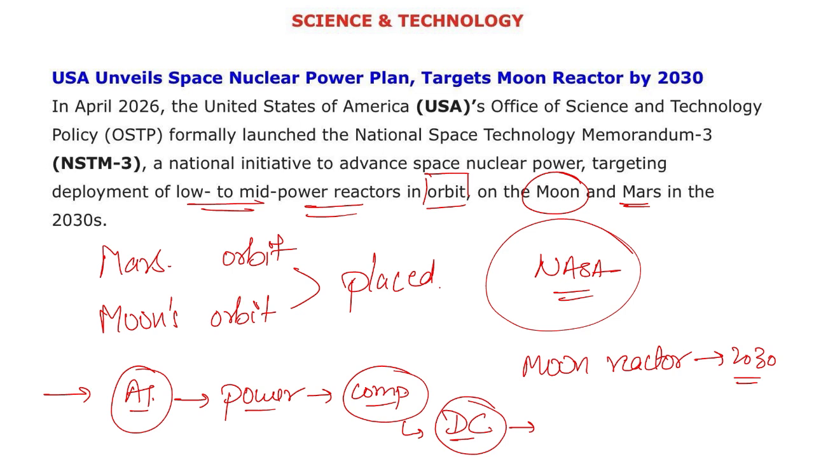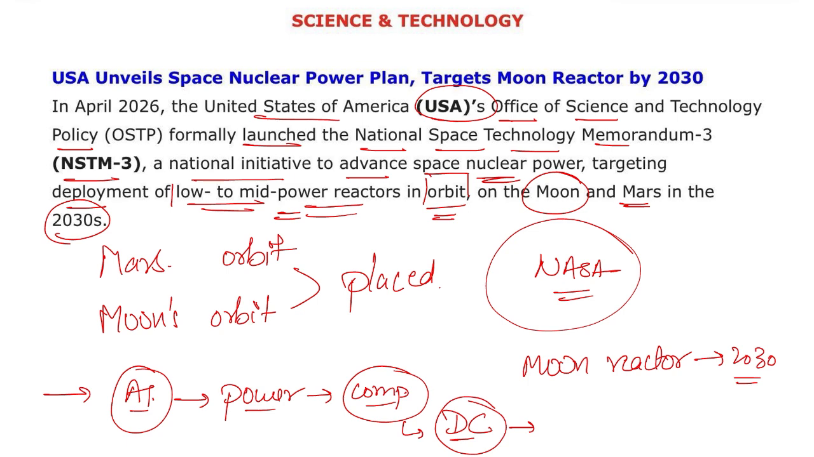So USA's Office of Science and Technology Policy formally launched National Space Technology Memorandum 3, a nationwide initiative to advance space nuclear power, targeting the deployment of low to mid power reactors in orbits of the moon and Mars in the year 2030.